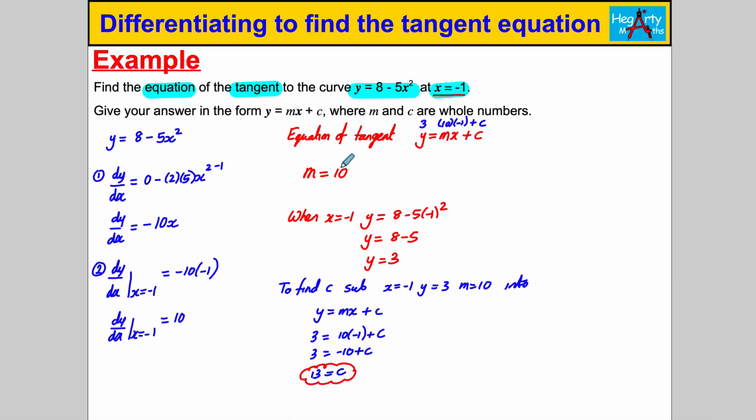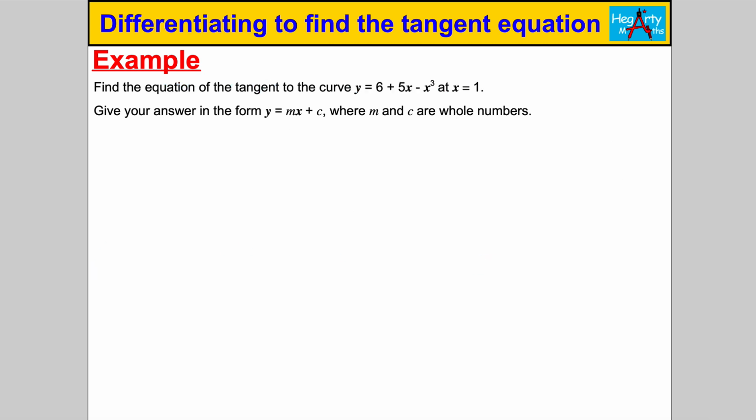So we have found the value of c. We have also earlier on found the value of m. So therefore the equation of the tangent in the form y equals mx plus c is y is equal to m is 10, so 10x, and c is 13, add 13. And there we go. That is the equation of the tangent to the curve at x is equal to negative 1, and we're done. Next one, pause and have a go.